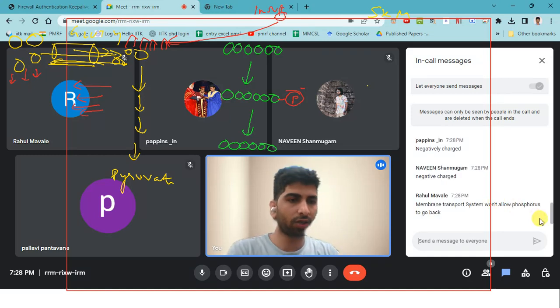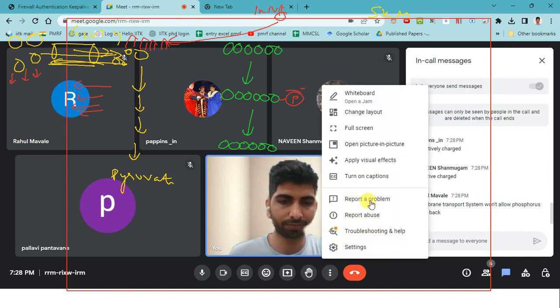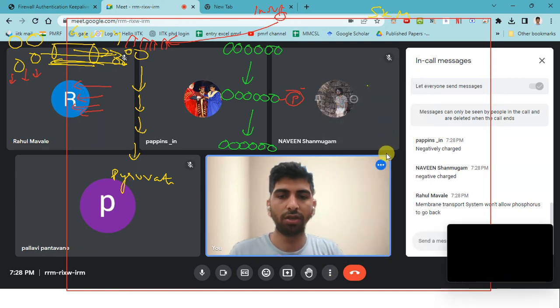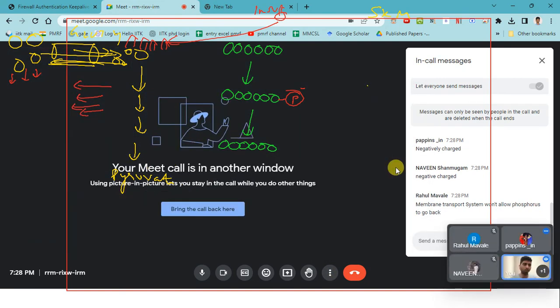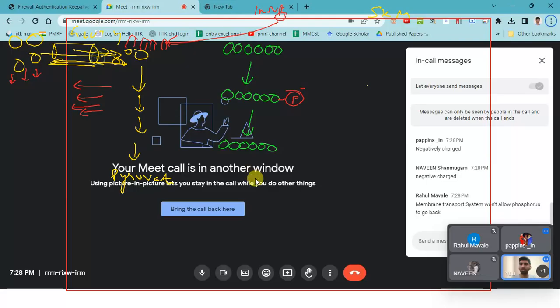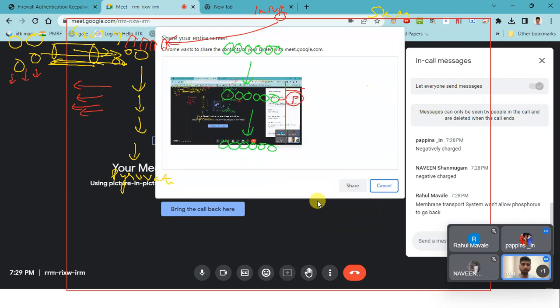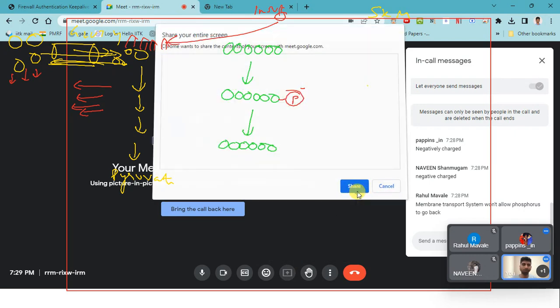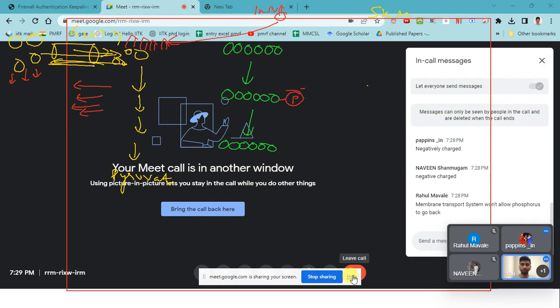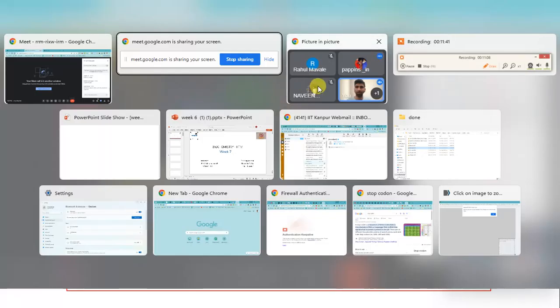Membrane transport won't allow phosphorus to go over. Yeah. So after the addition of phosphorus to this glucose, it becomes highly polar, because of which this glucose can't go back outside the cell. So that's the reason. Now let's go back.